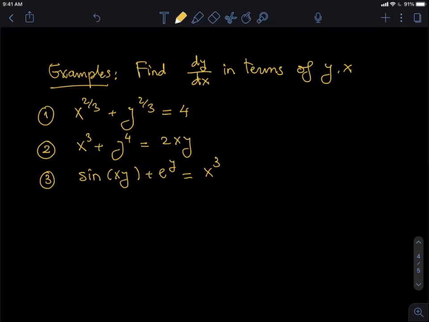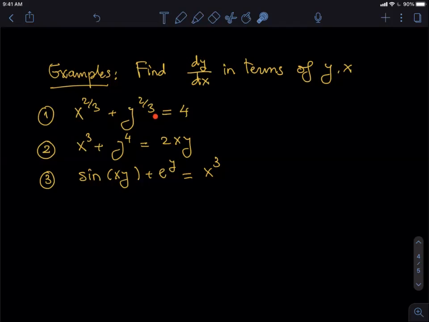Let us now find the derivative dy/dx in terms of y and x of these three functions y of x that are defined implicitly. Here we know that we need to do implicit differentiation because it says in terms of y and x. Otherwise it would be only x. And we also know that it's an implicit function because we have y mixed up with the x, and we would need to solve for y.